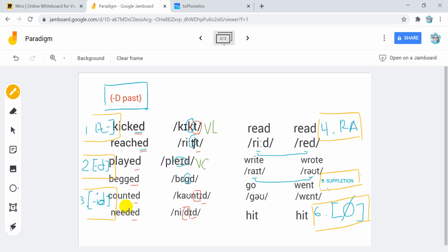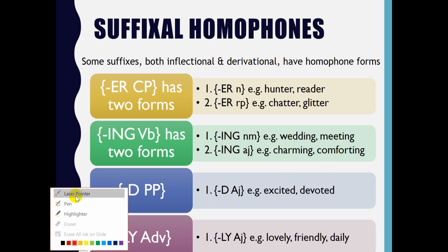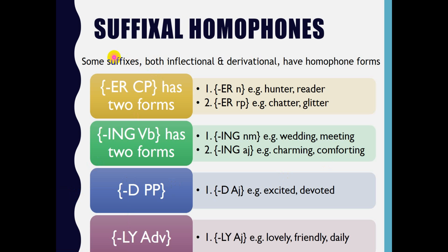Okay, now let's continue with the second one. Here, the second one, we are going to talk about suffixal homophone. As you can see here, some suffixes have a similar form of inflectional and derivational. So we call it homophone.